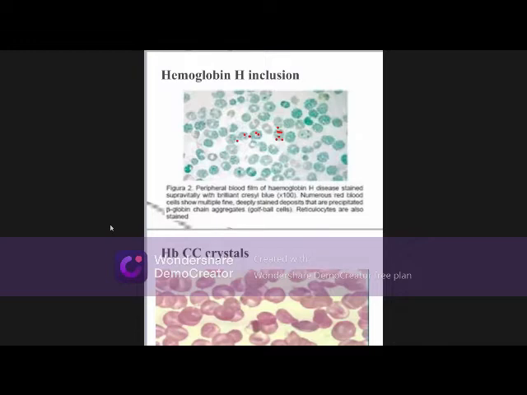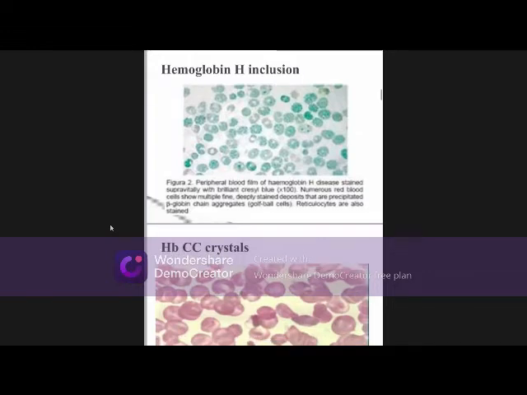So tatlo na yung pwede nating makuha sa supravital staining. Ano-ano yung tatlo na yon for supravital staining? Reticulocytes, Heinz bodies, Hemoglobin H. Good. So you have retics, Heinz bodies, and even hemoglobin H inclusions. Okay? The next one here is hemoglobin C crystal.